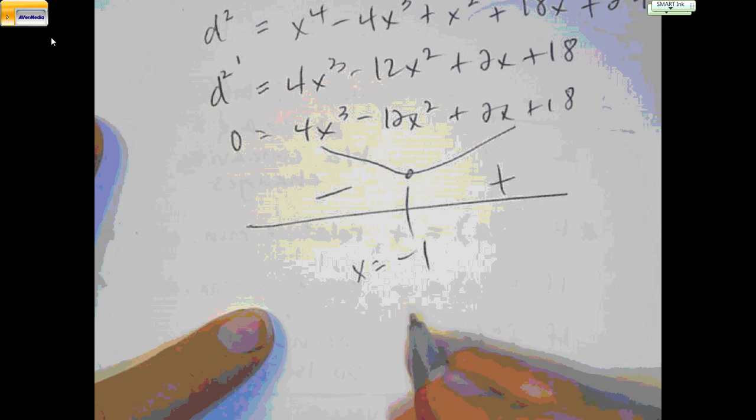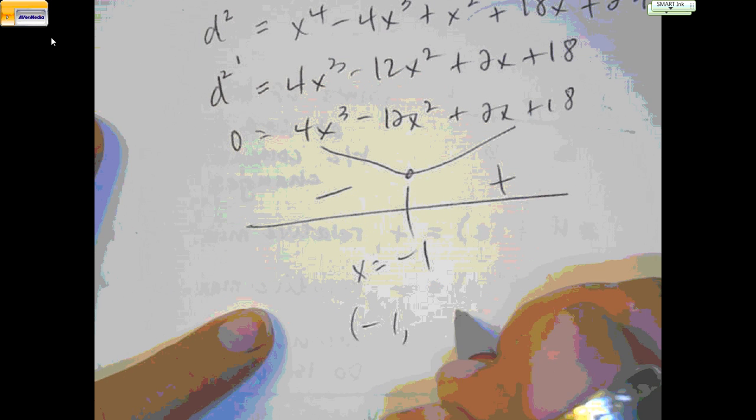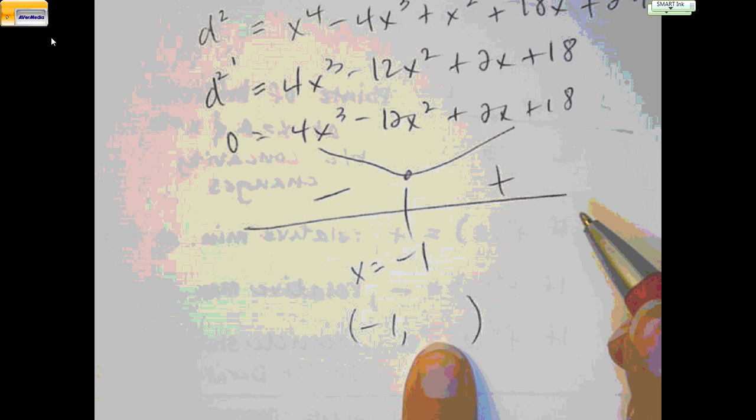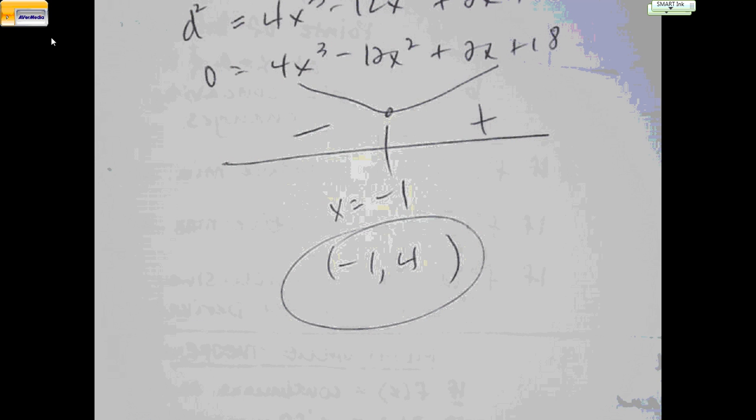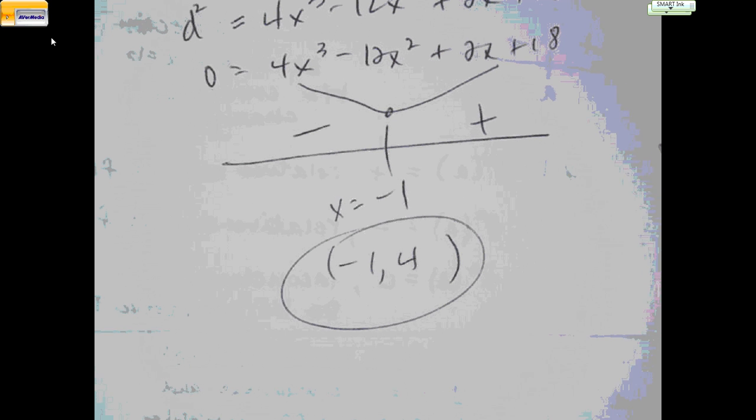They want to know the actual point, so it's -1 comma something. To find the something, you can plug it back into the original. So -1 minus 1 is -2. Squared would give you 4. So we have -1 comma 4. And so I believe this was 14. I'm going to say there's another one just like it. Yep, 16 is just like it.